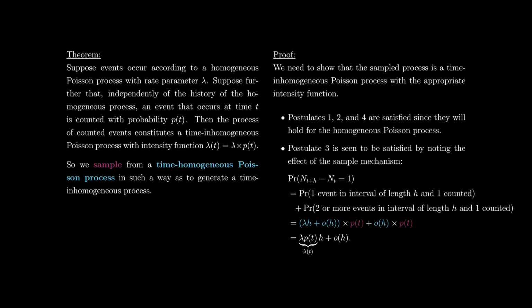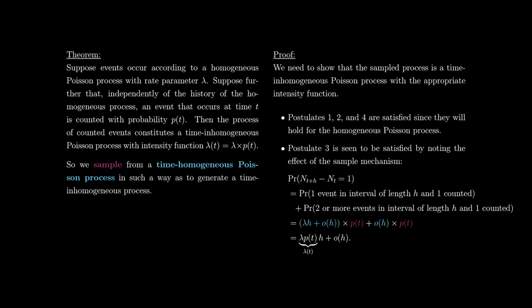So the first part: the probability of having one event in an interval of length h and it being counted is just lambda h plus terms which are little o(h). That's the probability of observing one event in that interval from the homogeneous part, and then we count it with probability p(t), independently of the trajectory of that process, so we just multiply by p(t). So that's lambda h plus terms which are little o, all of it times p(t).